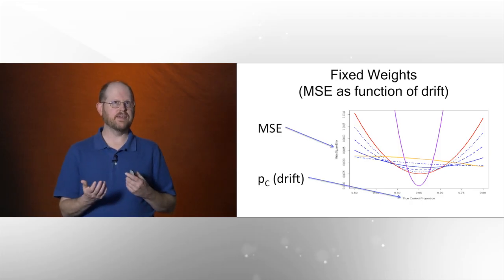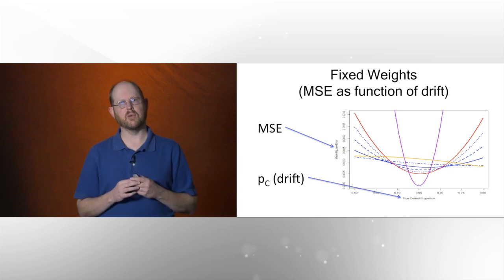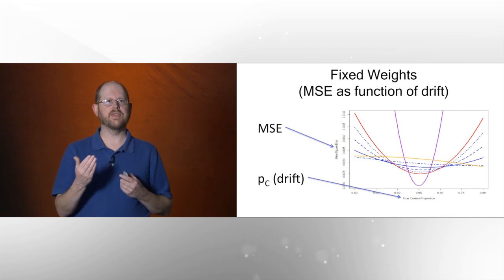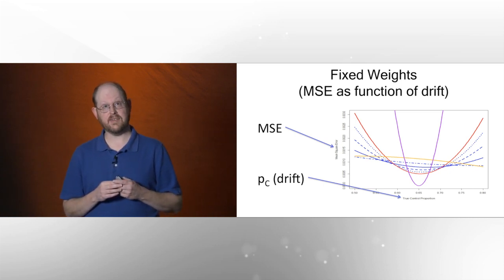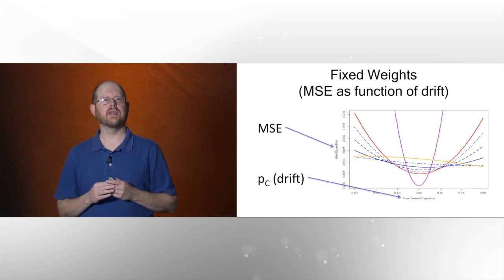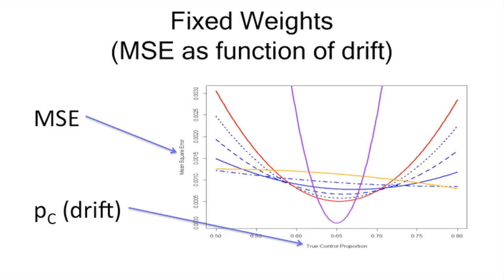So for fixed weights, this is a graph of what happens to the mean square error. You can see lots of curves here. On the axes, I've got the drift on the x-axis. At the bottom, I've got the true control proportion. In the middle is the 65% for history. But the true control proportion might be higher, might be 70, 75, might be lower, might be 60, might be 55. So drift is really being measured on the x-axis. On the y-axis, I've got the mean square error. So basically, how far away are our estimates from the truth?